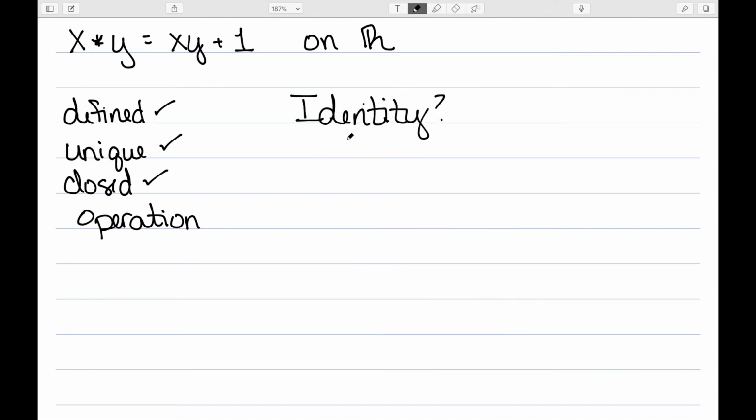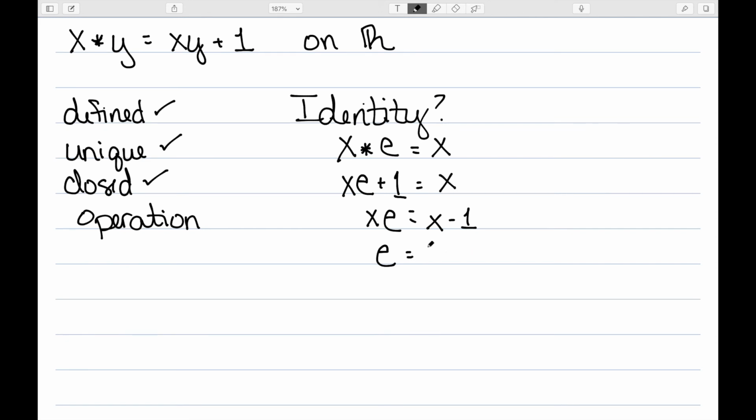My next question, does it have an identity? So I want to know, is there an e such that x star e is equal to x? Well, x star e would mean xe plus 1 equal to x. And now I essentially just want to solve this for e. I can subtract 1 from both sides, and then I can divide by x, and I get 1 minus 1 over x.